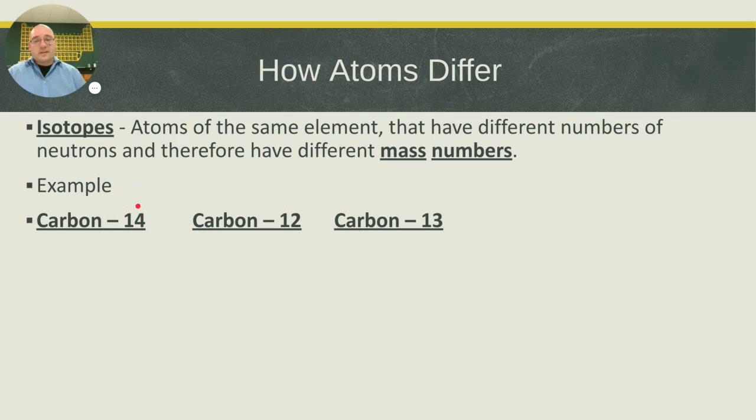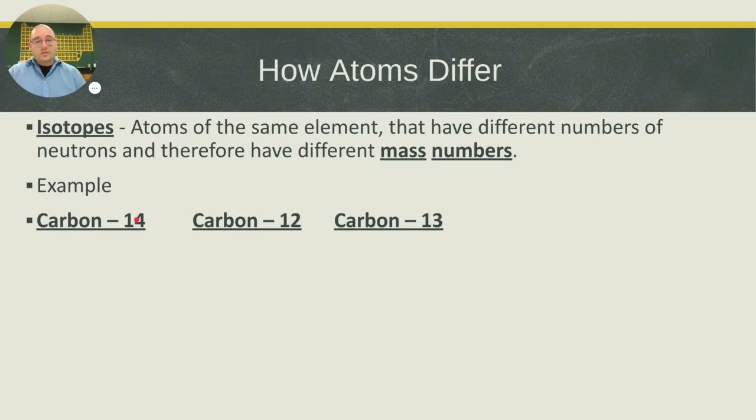This one, though, has a mass of 14, which means 14 minus 6 is 8. So this one has 8 neutrons. 12 minus 6 is 6. So this one has 6 neutrons. 13 minus 6 is 7. So this one has 7 neutrons. So they all have 6 protons. That's what makes them carbon.